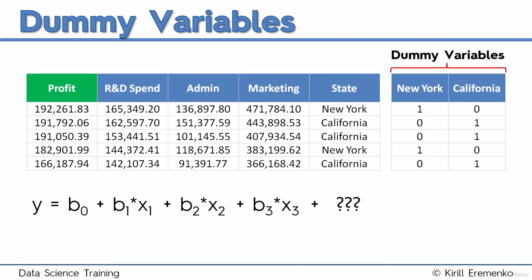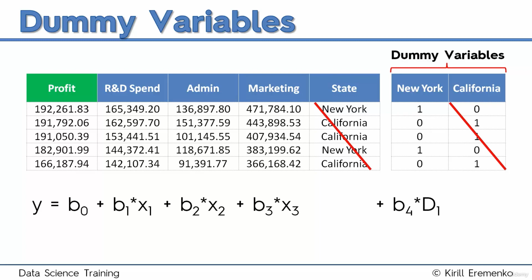All you have to do is use the New York column instead of state, so you're not going to be using state anymore. And basically you add a variable which is B4 times D1. And D1 in this case is your dummy variable for New York. And you don't use the California column either. So as you can see here, all of the information in our data is preserved if we just stick to the one New York column.